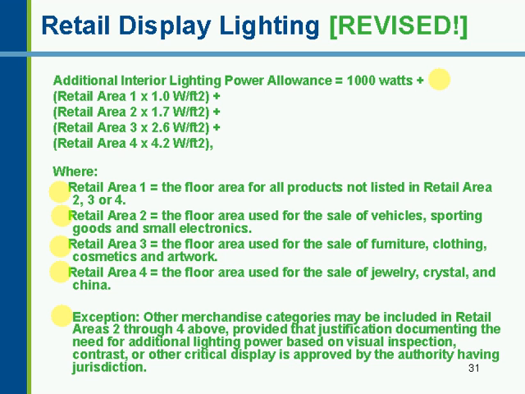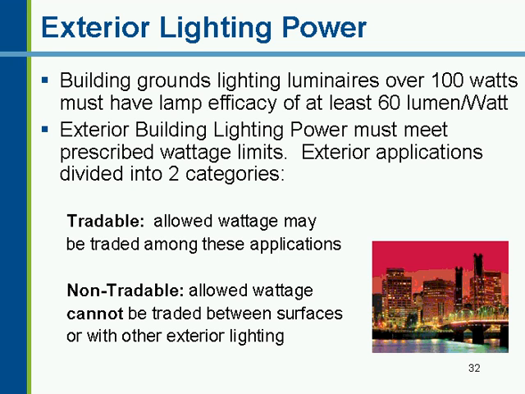So that basically completes the interior lighting power requirements. Let's go to the exterior lighting power and look at what those requirements are. There's one miscellaneous requirement having to do with building grounds lighting, and this basically states that if you have luminaires with sources that are over 100 watts, those sources must have an efficacy of at least 60 lumens per watt. Now, what that means is that for higher wattage lamps, you're not going to be able to use incandescent for those applications. But for smaller wattage lamps, that wouldn't be a problem.